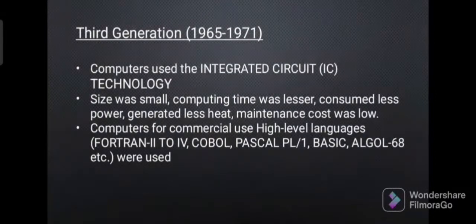Third generation. Computers used integrated circuit technology. Like the second generation, size was small and computing time was lesser, but the third generation also consumed less power, generated less heat, and maintenance cost was low. Computers were for commercial use, and high-level languages such as Fortran 2 to 4, COBOL, Pascal, PL/1, BASIC, ALGOL 68, etc. were used.